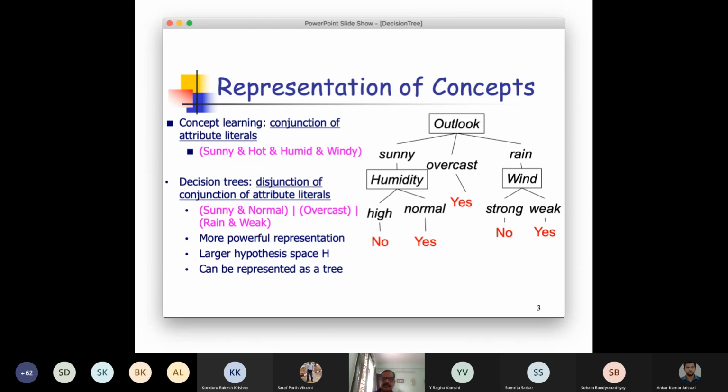Consider this tree. You can see that in the tree, the nodes are represented by rectangular boxes. Then we have the edges, and each edge is labeled by an attribute value. Your branching takes place if the value of the attribute is satisfied. Like outlook is the attribute. If its value is sunny, then it will take that path for evaluation.